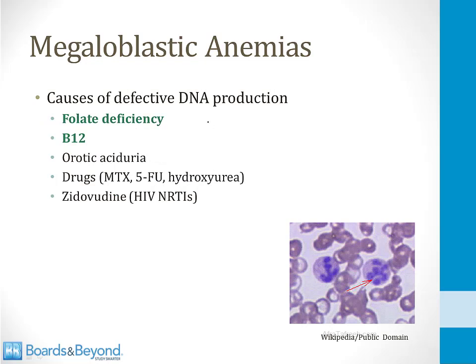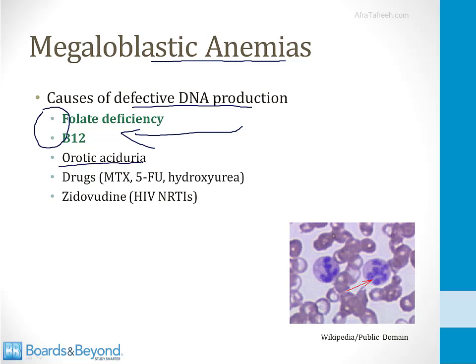There are a number of causes of defective DNA production that can lead to a megaloblastic anemia. And if you're preparing for step 1, I recommend that you learn all of these causes from the biochemistry perspective. In the biochemistry modules, I talk about folate deficiency and vitamin B12 deficiency in detail. These are two classic nutritional deficiencies that can lead to megaloblastic anemia. Orotic aciduria is also an inborn error of metabolism that can lead to a megaloblastic anemia.